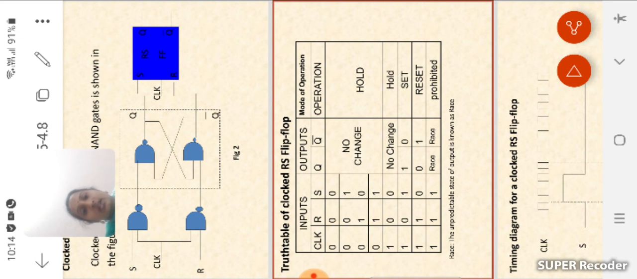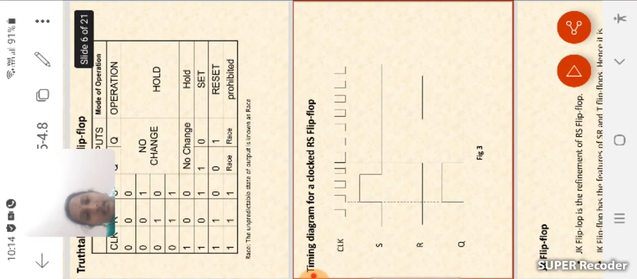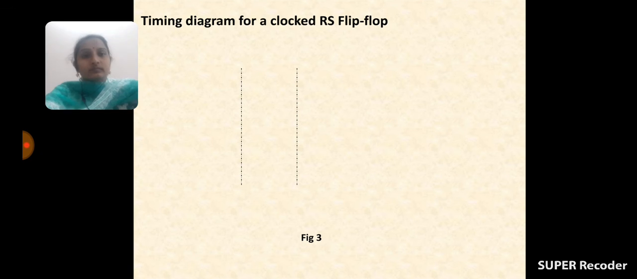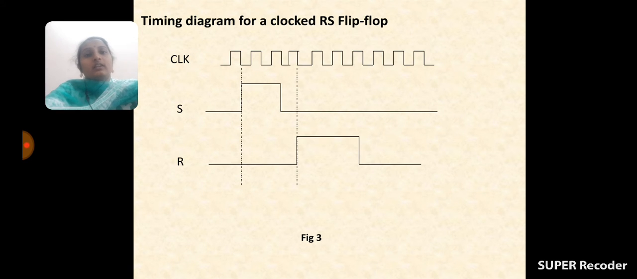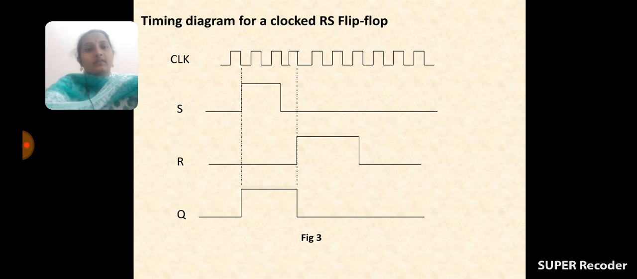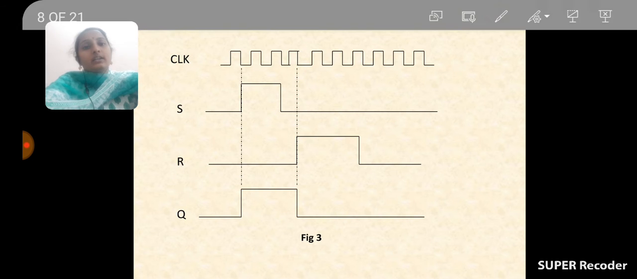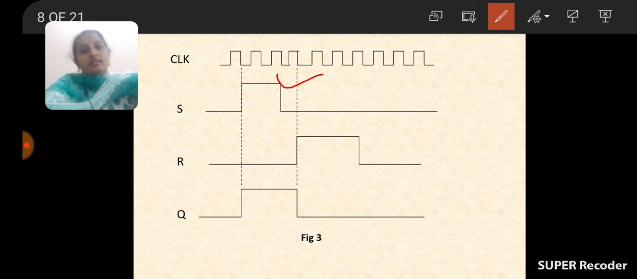This condition is called prohibited condition. Okay, and see here, these are the clock pulses of RS flip-flop. For the application of the first clock pulse, when we apply the inputs, S is equal to 1, high level input, see here, this is high level, and R is equal to 0, here we are getting Q is equal to 1.